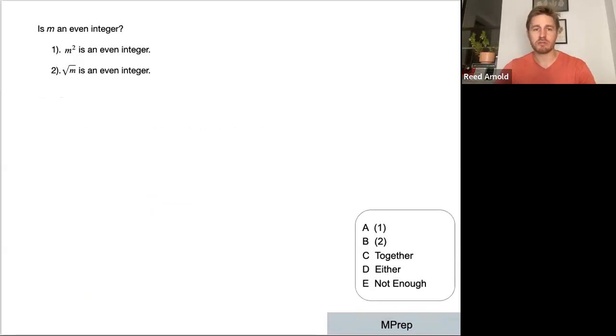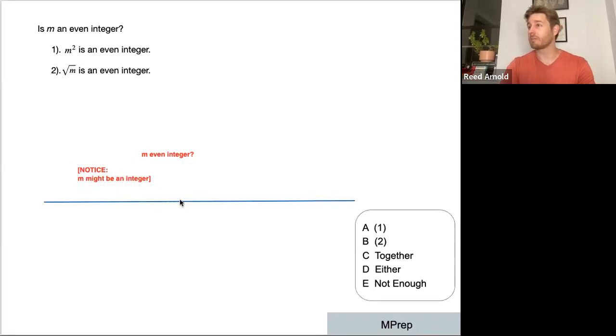Well, this question asks, is M an even integer? Some things to notice, right? We don't want to assume things. Notice that we're not told M is an integer. That's just something to notice. You want to notice what's not given so that you're not assuming something. And statement 1 tells us M squared is an even integer.